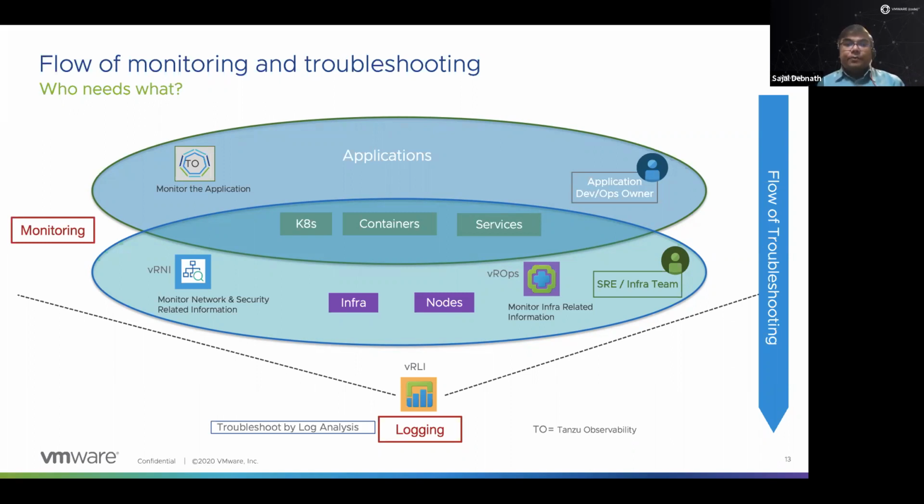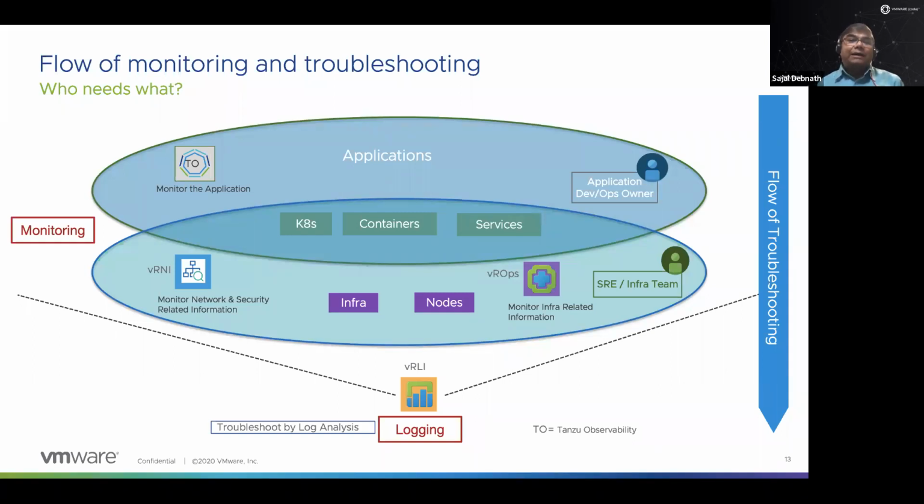And then at the second layer, when they check and go through the applications, they don't find any issues. Say, for example, they forward it to the underlying layer, the VRNI layer, and the SRE or infra teams, who take help of VRNI to monitor the network, and then vROps to monitor the infrastructure to see if there is any underlying issue. Say, for example, you have a Kubernetes cluster running on top of a vSphere environment, and your Kubernetes cluster is perfectly fine. There are no configuration problems or anything else, but still you see severe performance issues.